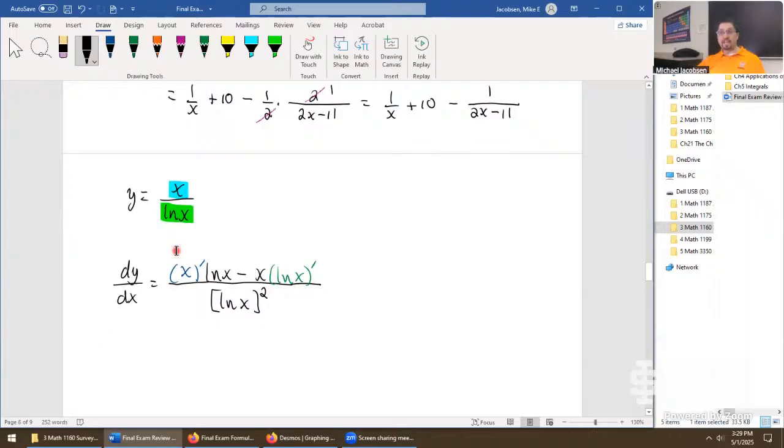This derivative is not too bad. That'll turn into just a 1. Let me write it in just to show we didn't forget about it. There's that 1 from the derivative. Then minus x times, and this is where something kind of interesting happens. This derivative turns into a 1 over x. Let me kind of reformat my fraction bar here.